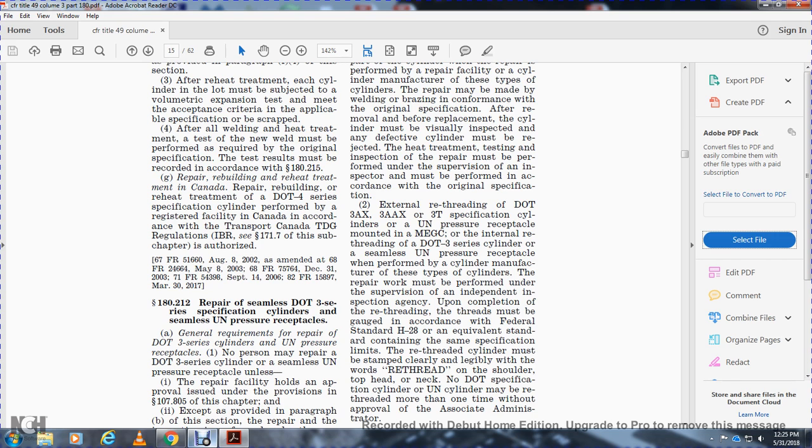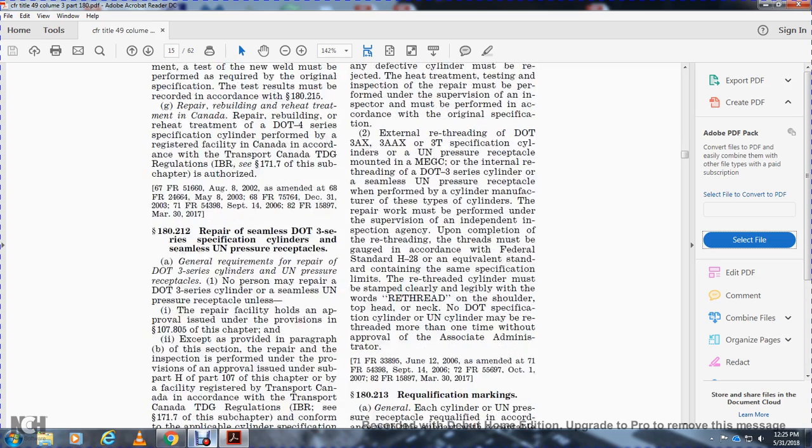External rethreading with the 3AX, 3AAX, and 3T specification cylinder with the UN pressure receptacle mounted with the MEGC, with the internal rethreading with the .3 series cylinder. A seamless UN pressure receptacle with the form of the cylinder manufactured with each type of the cylinder with the repair must be performed under the supervision of an independent inspection agency. Under the completion of the rethreading, the threads must be standard in accordance with the federal standard H20 or the equivalent standard contained with the same specification. The rethreaded cylinder must be stamped clearly legible with the words reheat, rethreaded on the shoulder, top of the head or neck. Top specification cylinder, UN cylinder may not be rethreaded more than one time without approval of the associated administrator.